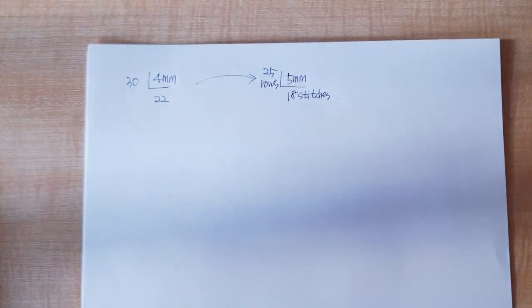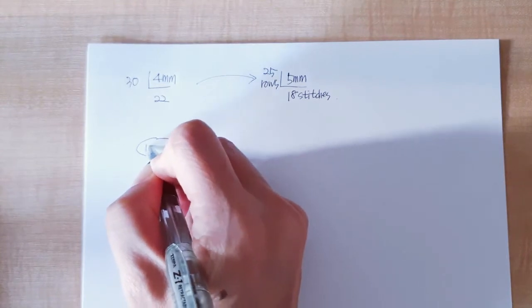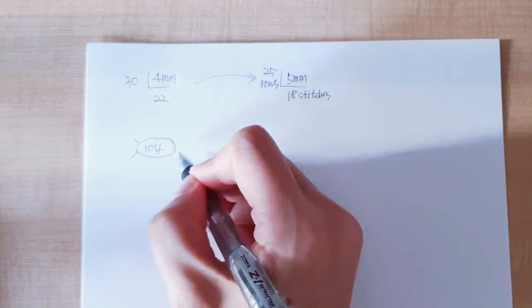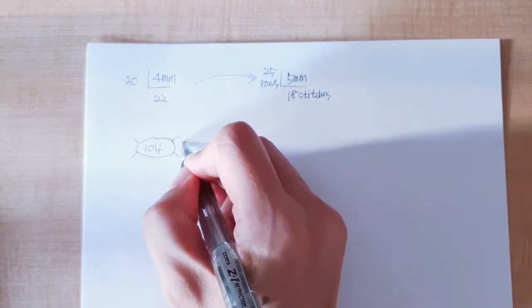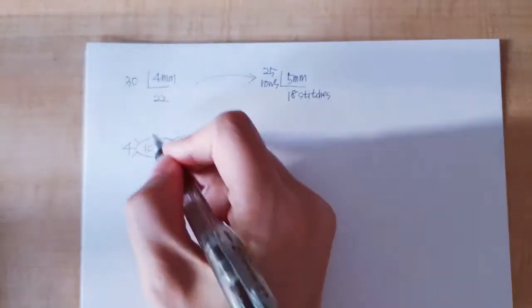I'm going to draw a picture looking down from above. Cast on stitches of this pattern are 104. I placed markers at this point. 4 stitches for the sleeves, and 48 stitches for back and front.